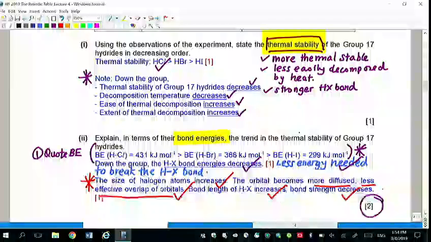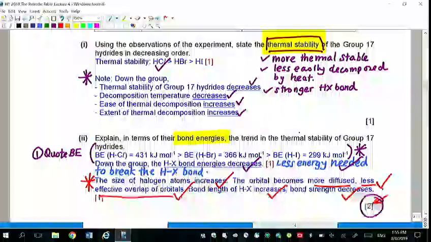Okay, so that is to explain why the bond strength of your HX bond decreases down the group. Because this is a 2 marks question, you are expected to give the explanation for the trend of the bond strength down the group. I repeat again, because this is a 2 marks question, you are expected to give the trend of the bond energy, the decrease in bond energy down the group. And that is how I explain it, in terms of the size of the orbital and the effectiveness of the overlap of the orbitals.